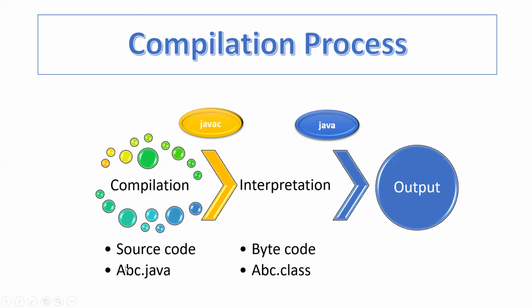The source file is always saved in the form of abc.java, while the bytecode file is always saved as abc.class. I hope you're getting this. So this was all about the compilation process and how JDK, JVM and JRE are different from each other.